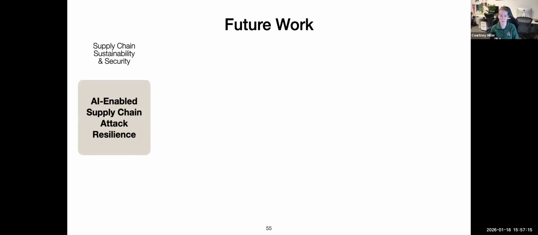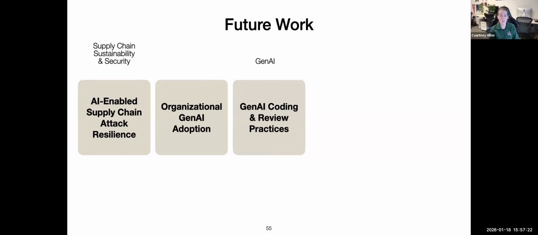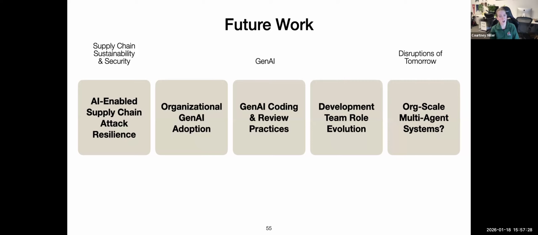Let me show you some examples of the topics and disruptions my future work will examine. AI-enabled supply chain attack resilience, organizational GenAI adoption, GenAI coding and review practices, the evolution of roles on dev teams due to GenAI adoption, and finally, some of the unanticipated disruptions of tomorrow.